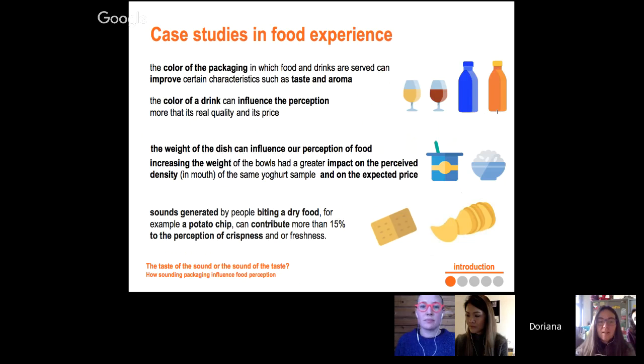Different studies assume sound to be important regarding the consumer's food taste experience. What the consumer hears, be it the sound of the food, the sound of the packaging, the sound of the machine used to prepare the food or the beverage, or the sound of the environment, has a consequence on our flavor perception. For example, the impact of the dish in which food is served on people's perception has not been studied empirically. But the sound generated by people biting a dry food, for example a potato chip, can contribute more than 15% to the perception of freshness or crispness.